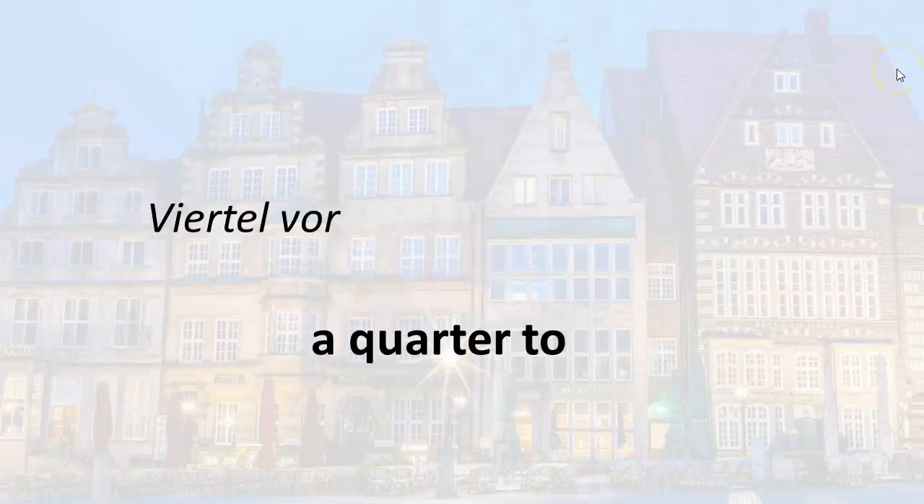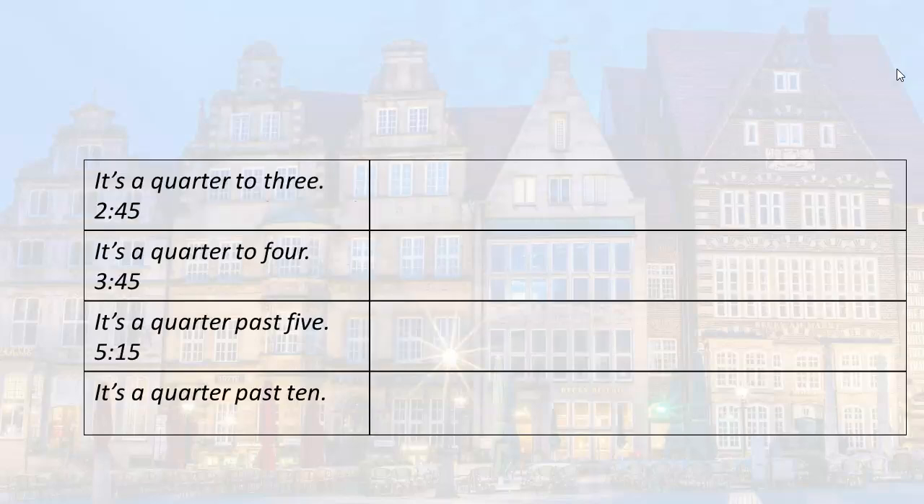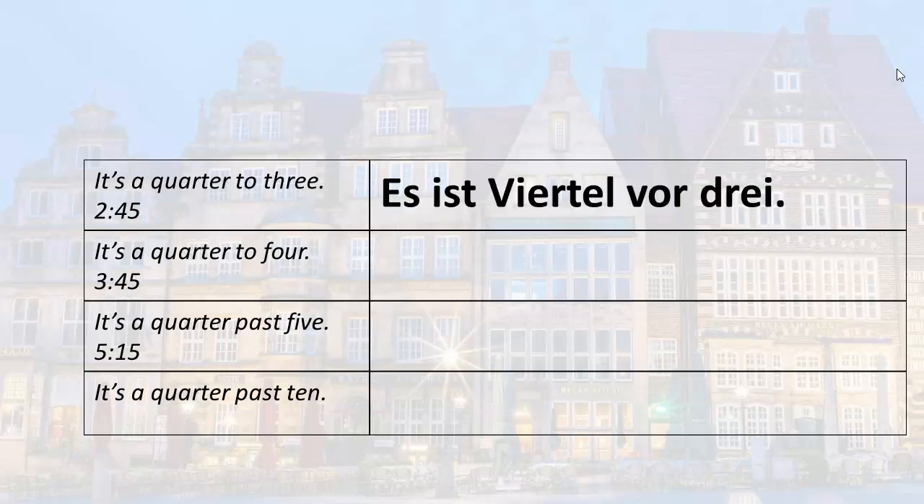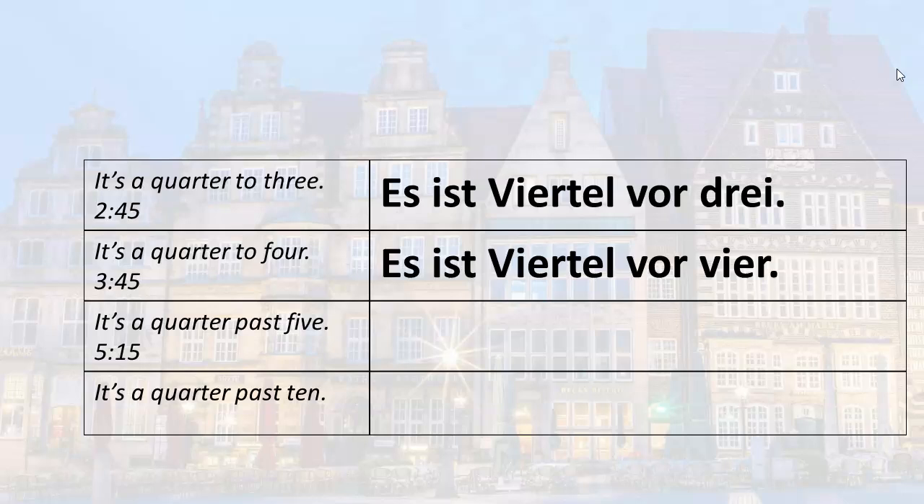Viertel vor means a quarter to. Viertel nach means a quarter past. So let's look at some examples. It's a quarter to 3. Es ist Viertel vor 3. It's a quarter to 4. Es ist Viertel vor 4.